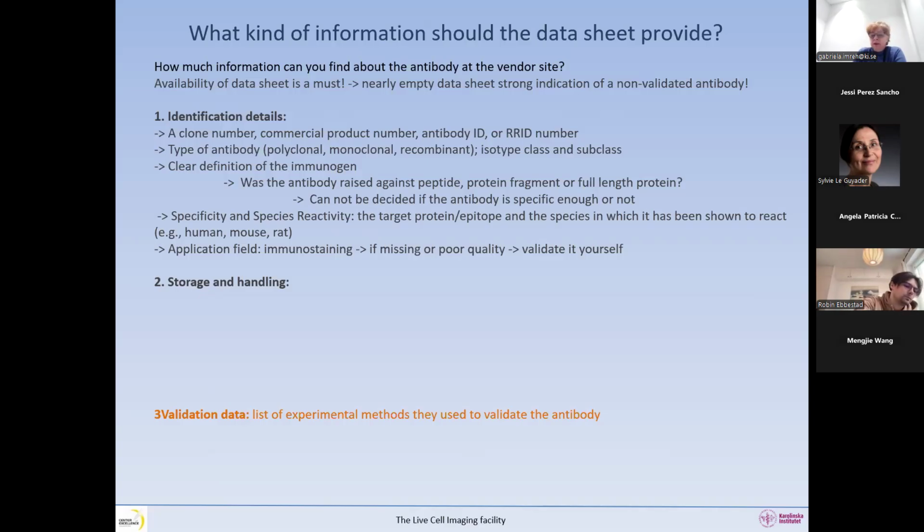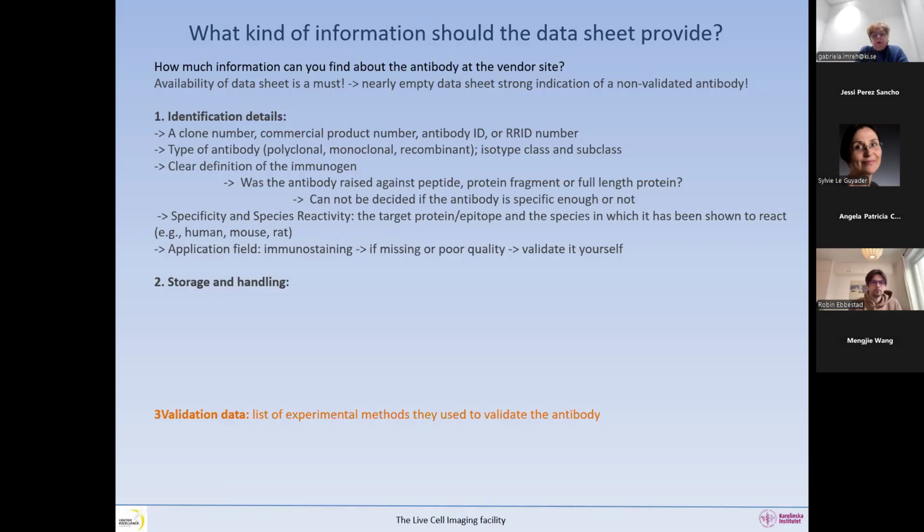because this is, of course, necessary information for the next step in your immunostaining. It's a clear definition of the immunogen. What was this antibody raised against? A small peptide, or a protein fragment, or maybe the full-length protein. Because if you don't know this information, it might be much harder to decide if the antibody is specific enough for your application. Of course, specificity and species reactivity, to know the target protein and the epitope, and the species which has been shown to react: human, mouse, rat, you name it.